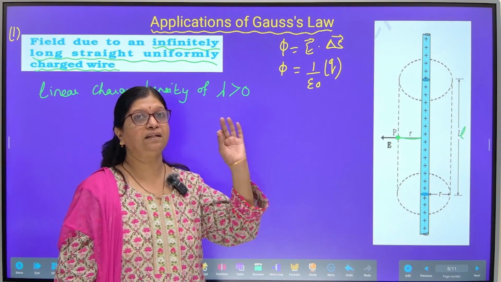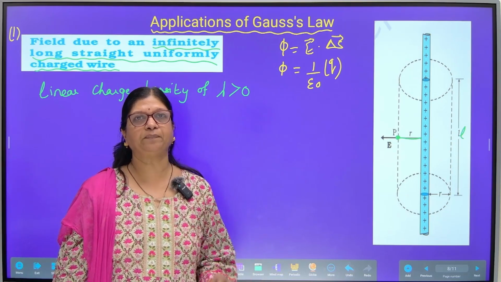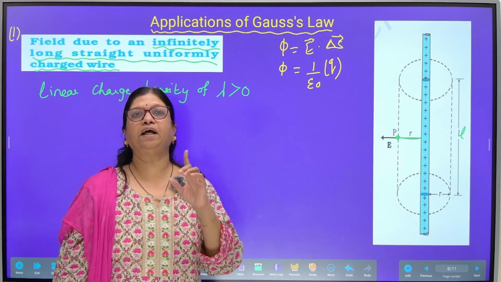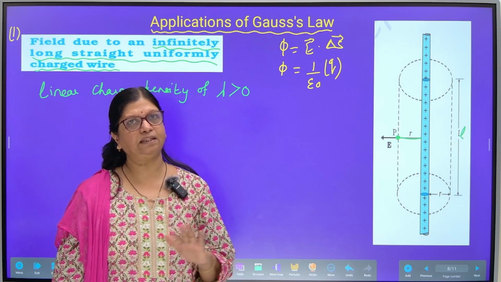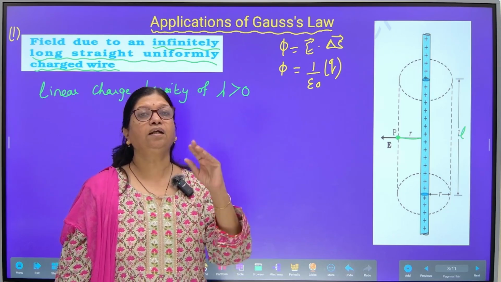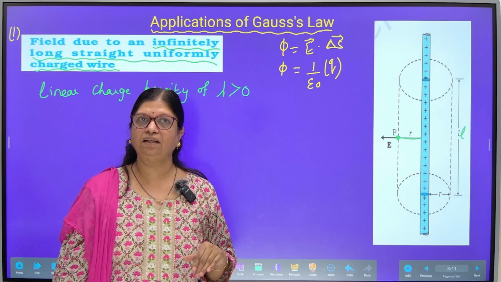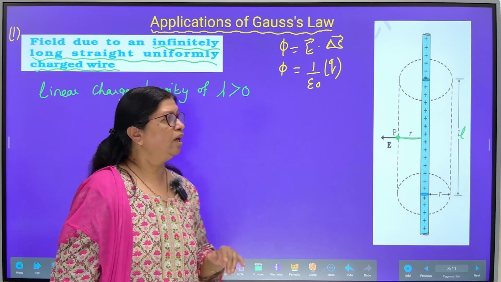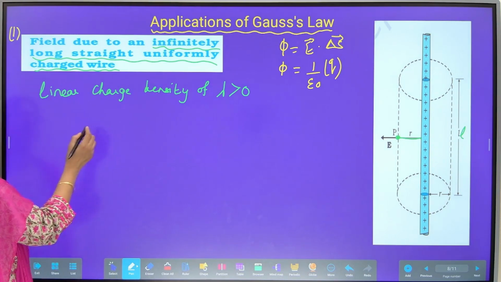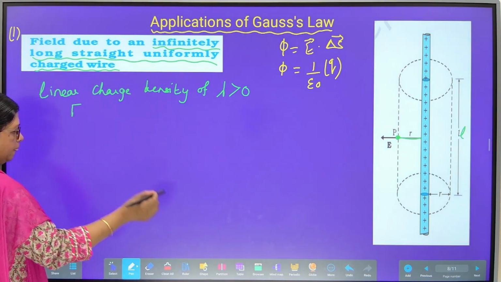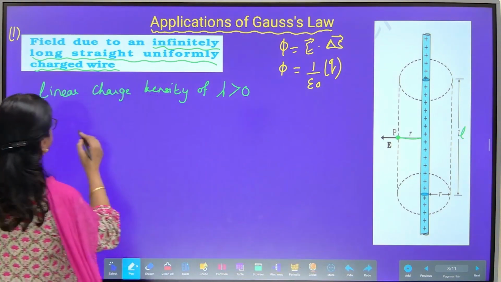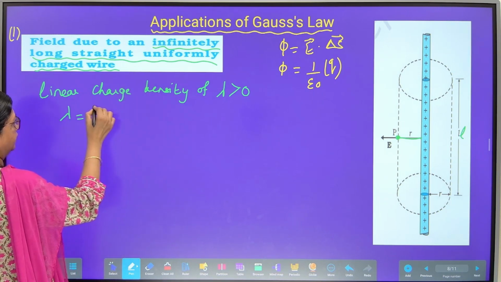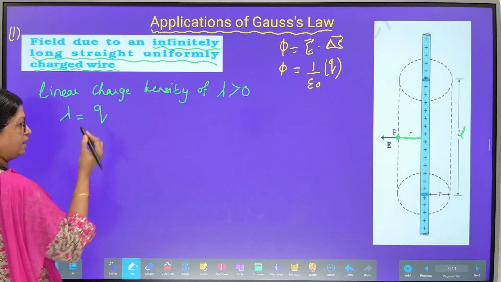Now what is the meaning of lambda greater than 0? It means that the linear charge density lambda has a positive value. If I write lambda less than 0, then lambda has a negative value. Fine. Now what is this linear charge density? We will go into its formula and a short definition. Linear charge density lambda is equal to the charge in the portion which we have considered. Let us write it as Q.